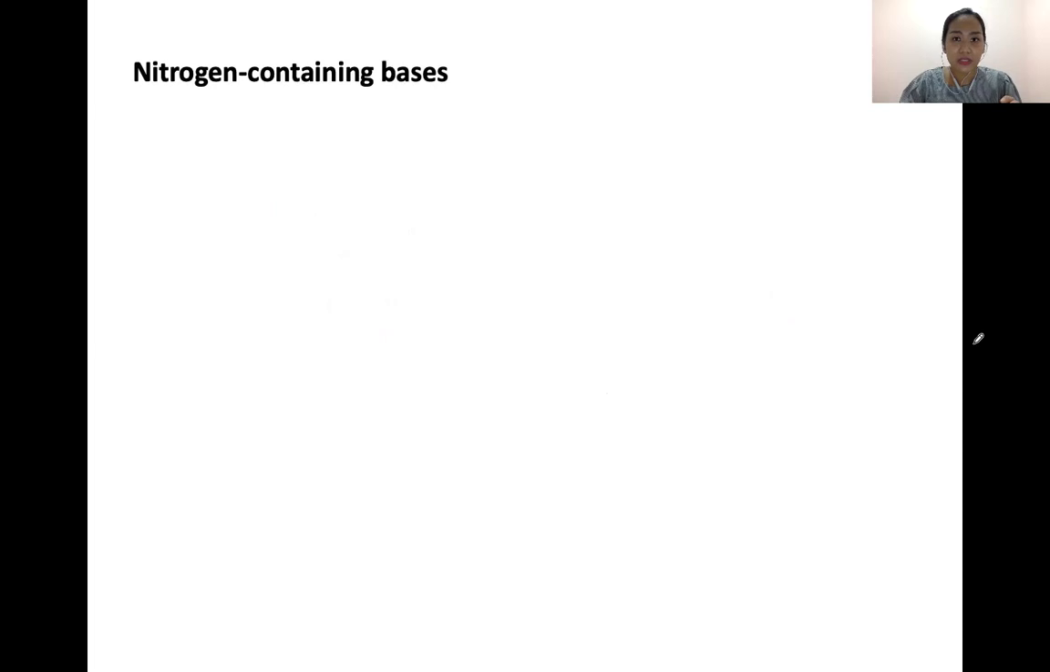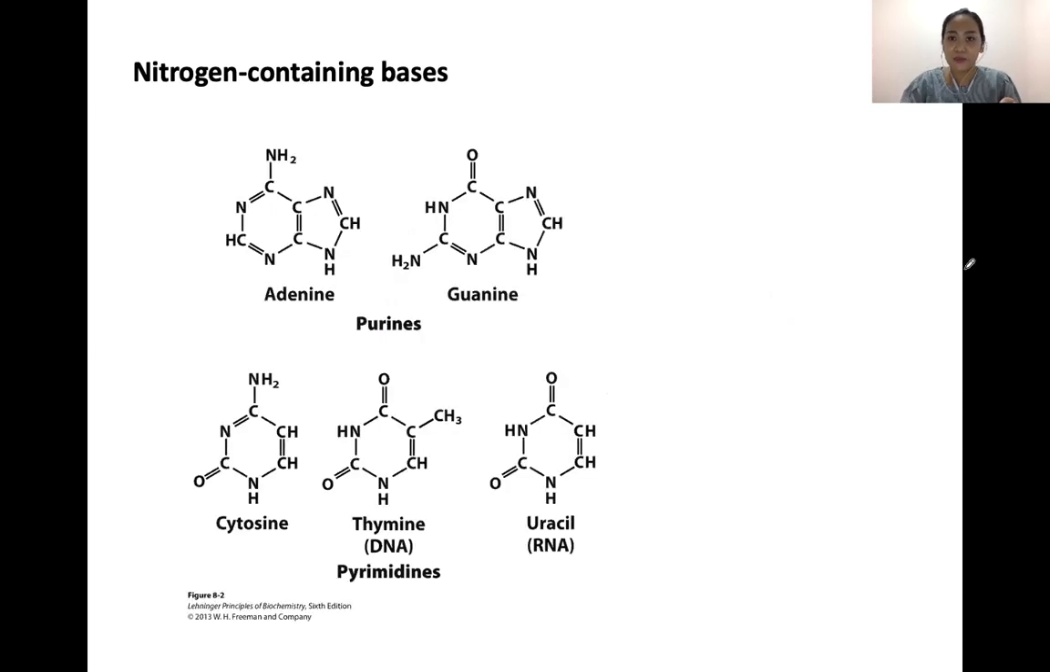Next, let's take a look at the nitrogen-containing bases. So we have the purines and the pyrimidines. These are heterocyclic compounds with rings containing nitrogen and carbon. So take a look at the structure, heterocyclic rings. For purines, these are the adenine and the guanine, which contain a pair of fused rings that has conjugated double bonds. This conjugated structure is involved in energy absorption. So there are two fused rings, conjugated double bonds. And if you compare it with pyrimidines, it is only composed of one ring.